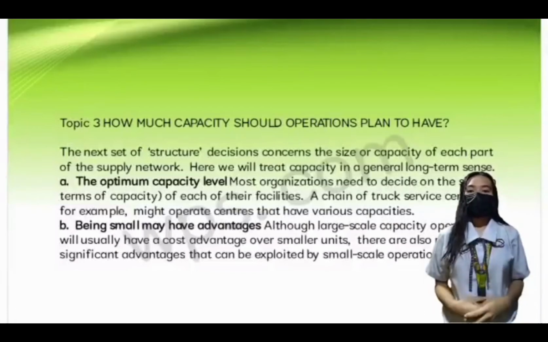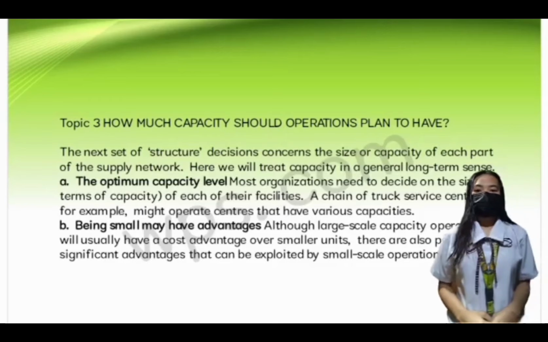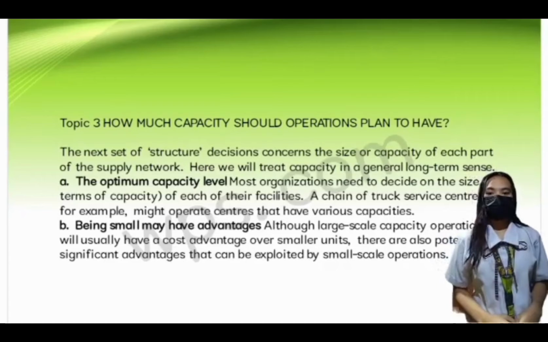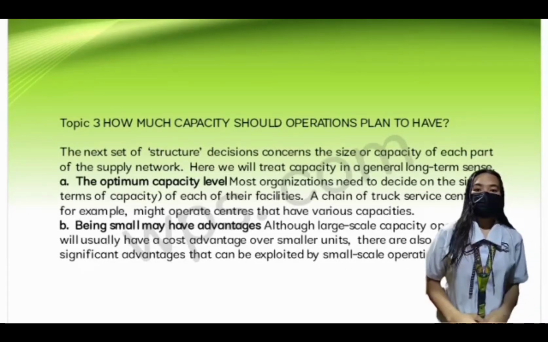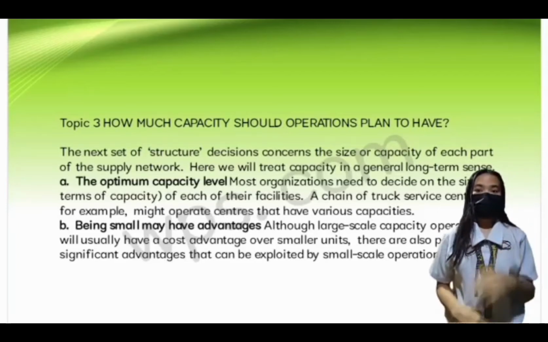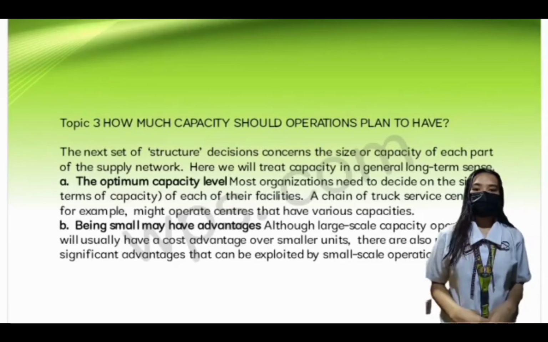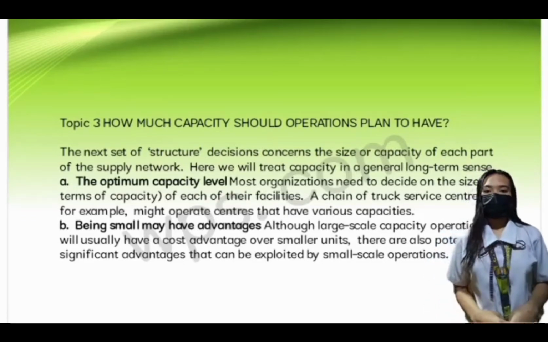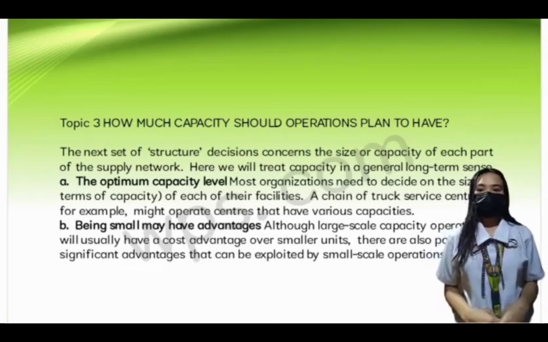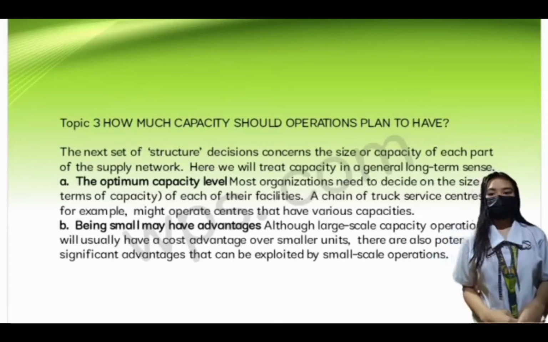Topic 3. How much capacity should operations plan to have? The next set of structure decisions concern the size of capacity of each part of the supply network. Here, we will treat capacity in a general, long-term sense. Number 1. The optimum capacity level. Most organizations need to decide on the size in terms of capacity of each of their facilities. A chain of truck service centers, for example, might operate centers that have various capacities.